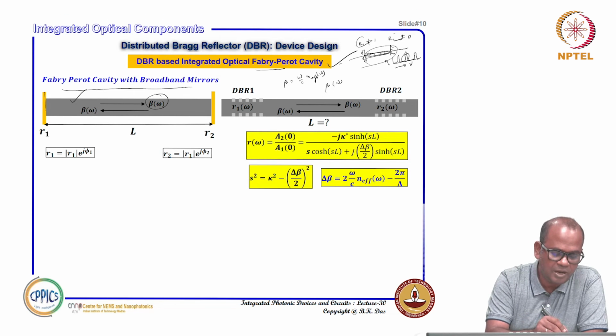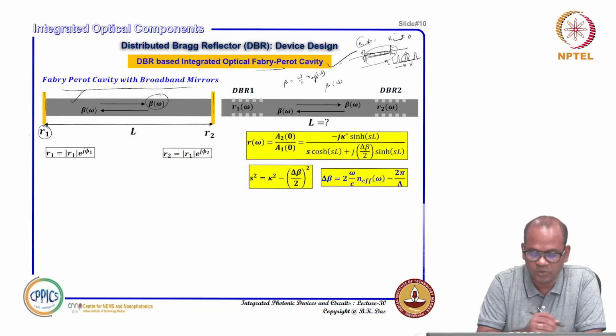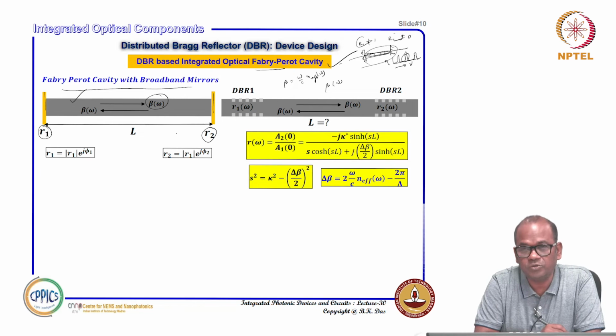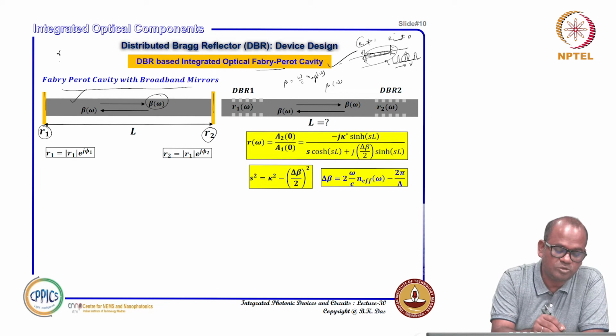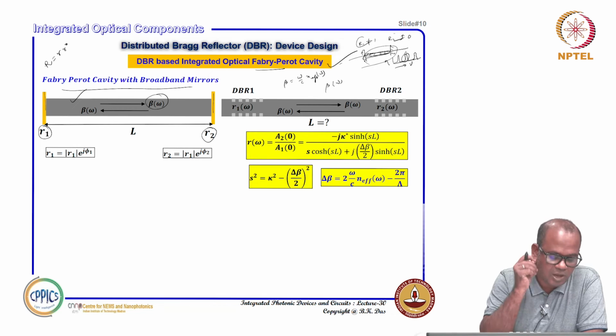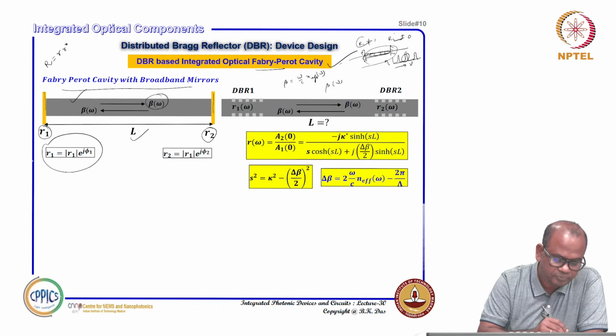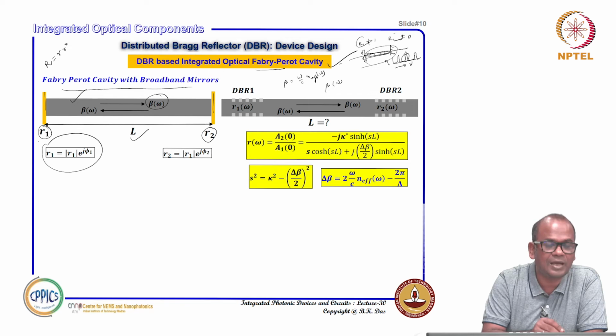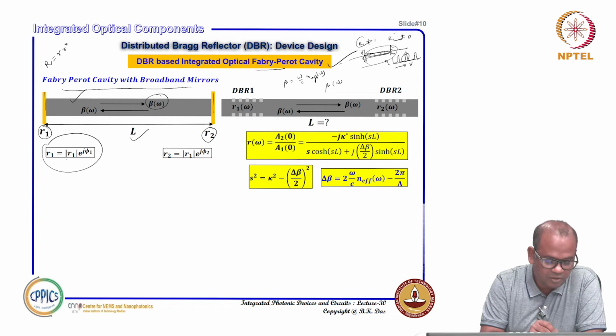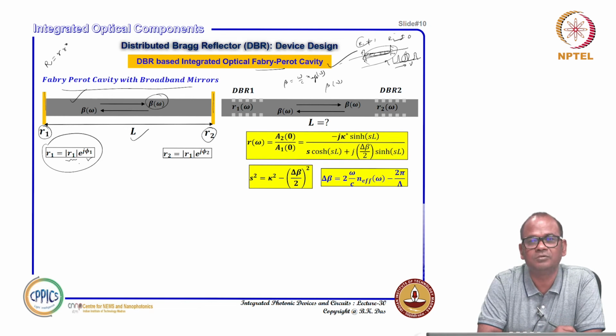You have a mirror on both sides, with amplitude reflection coefficients R1 and R2 respectively. If the amplitude reflection coefficient is R, then R times R star is the power reflectivity. So, amplitude reflection coefficients R1 and R2, separated by L. The mirror gives a reflection that can be complex: it can have some amplitude and it can introduce some kind of phase.